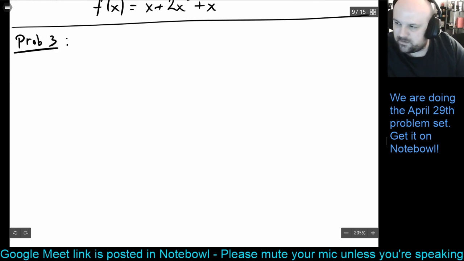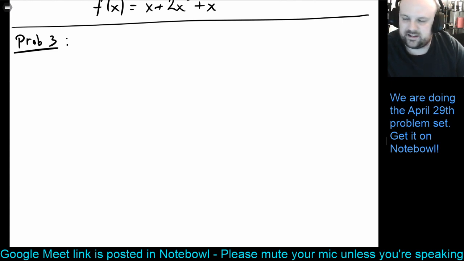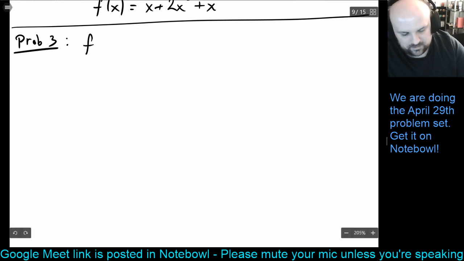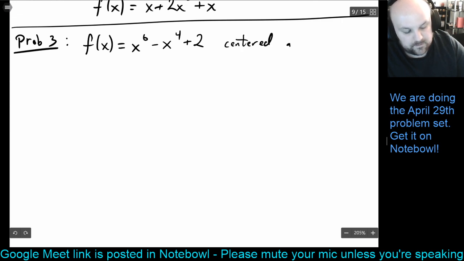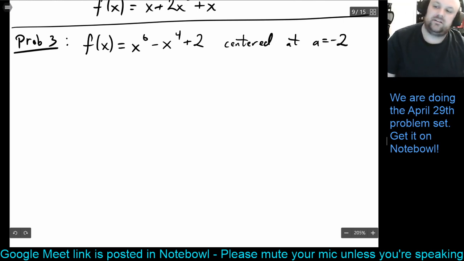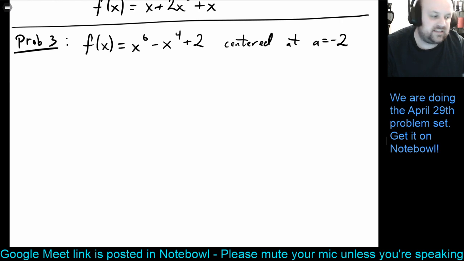So I picked a function that's a little bit less fun than I had hoped, but it's okay. So here I have the polynomial x to the 6th minus x to the 4th plus 2, and this is centered at a equals -2, right? So we want to find the Taylor polynomial for this polynomial here at a equals 2. Or sorry, the Taylor series.